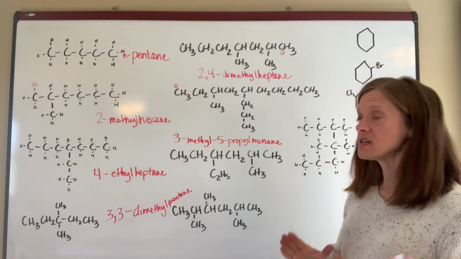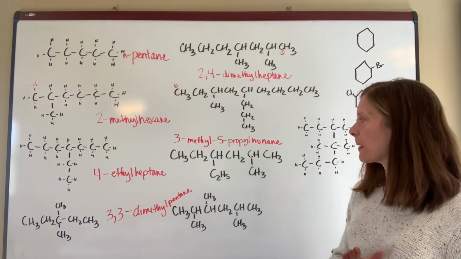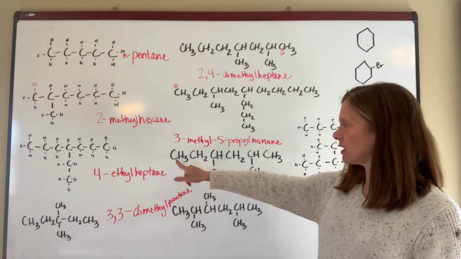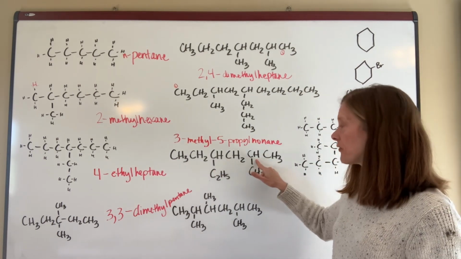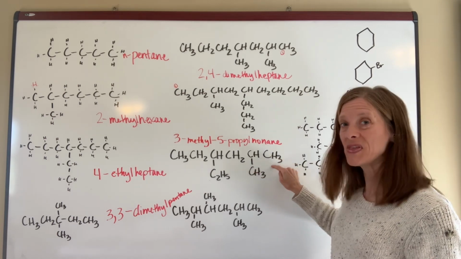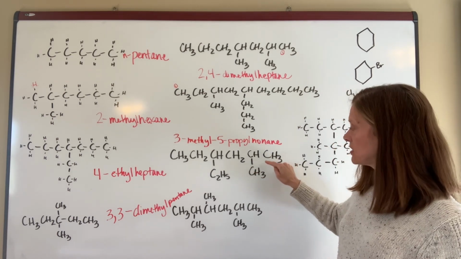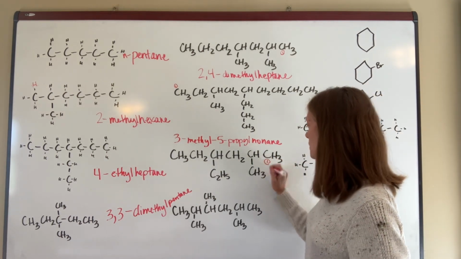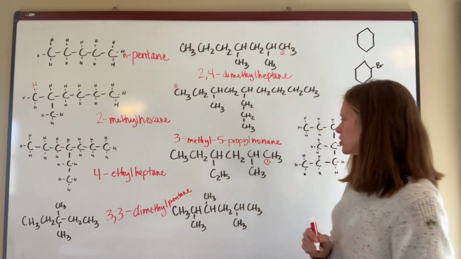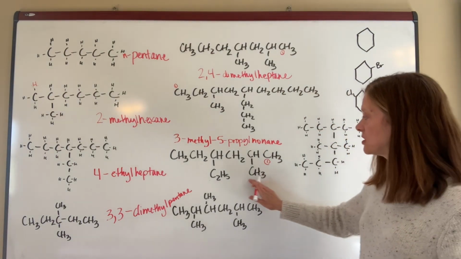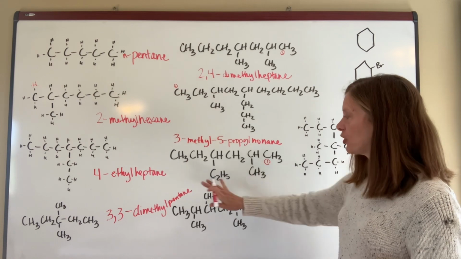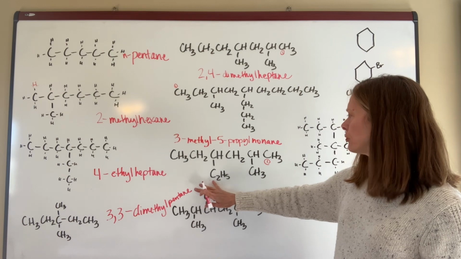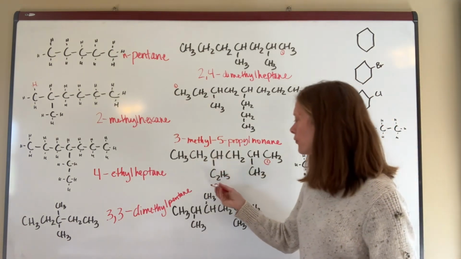I again want to number it so that I have the lowest possible numbers. If I start from this end, I have a group hanging off the number 3 and off the number 5. If I start from this end, I have groups hanging off the number 2 and the number 4. So that means this carbon needs to be number 1. So I'm also going to have to put my substituents in alphabetical order. Methyl and ethyl. Ethyl obviously comes first. So I'm going to name the ethyl group first. The ethyl is hanging off the number 4 carbon.